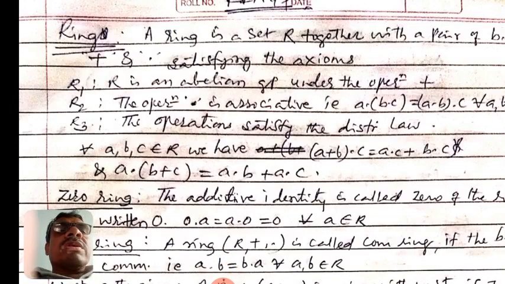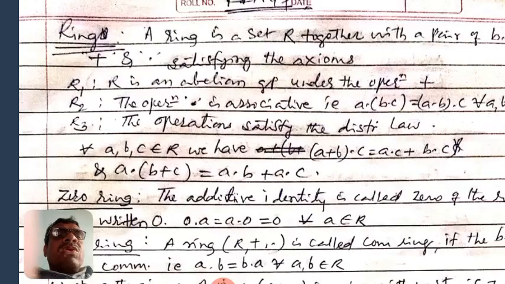I have selected a topic on rings. As you know already, groups. A group, where star is a binary operation, satisfies the four axioms: closure law, associative law, identity law, and inverse law. Based on this, what is the meaning of ring?